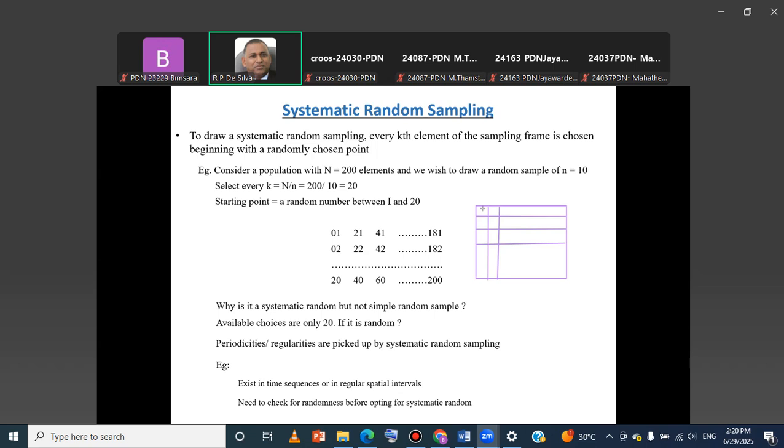But before doing that sampling, you need to check for randomness. Because if it is a randomly distributed variable, you don't pick anything up with systematic random sampling. If it has some kind of pattern, then you can identify it through systematic random sampling. Okay? Any questions?